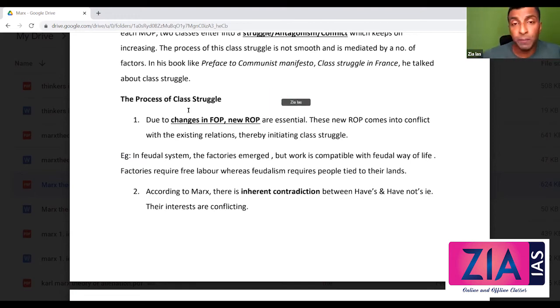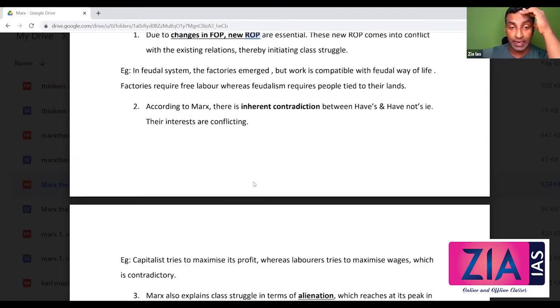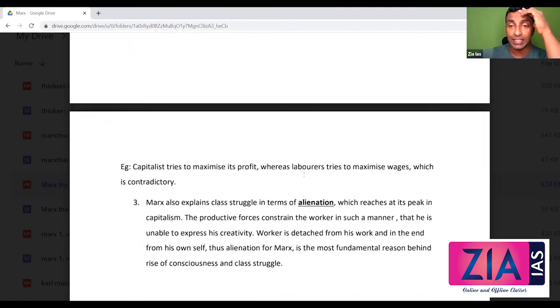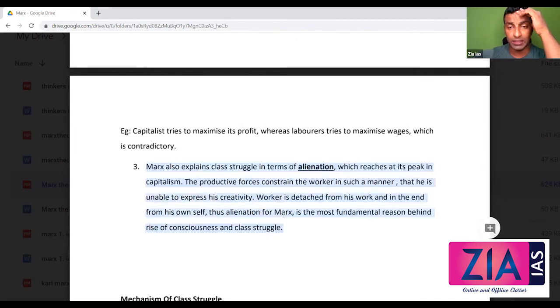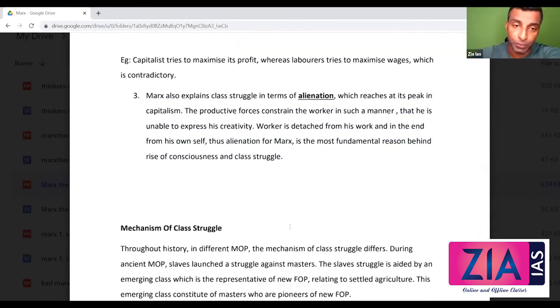Due to changes in FOP, new ROPs are essential. Change in forces means relations will change. These new relations will come into conflict with the existing relations, thereby initiating a class struggle. For example, in the feudal system, factories emerged, but the work is not compatible with the feudal way of life. Factories require free labor, whereas feudalism requires people tied to their lands. Now, the second one, inherent contradiction, that means the antagonistic cooperation. That is the second reason. The third reason is alienation. There is no point in me just reading it out because this one paragraph won't explain anything. We'll do that tomorrow.